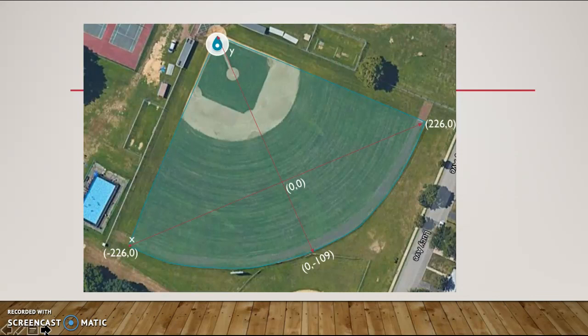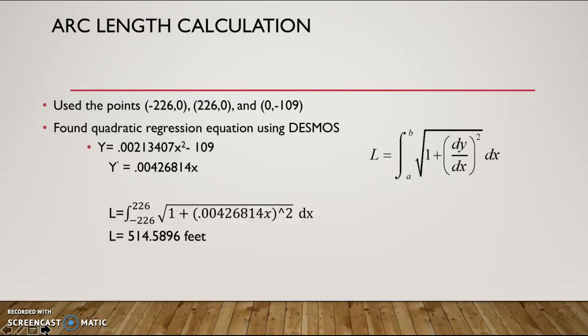So in order to do that, I made an XY coordinate axis, and I then plugged 3 points that you see on the bottom left, right at the bottom, and the far right into Desmos, which is a graphing calculator program, to find the equation for the quadratic regression. So I found that equation, which is 0.00213407 x squared minus 109. I then found the derivative of that, which is seen right below it.